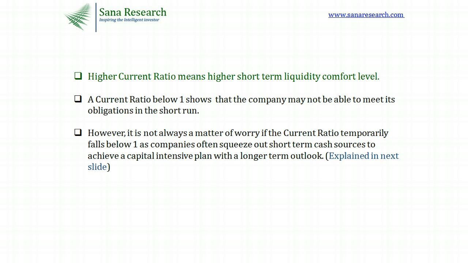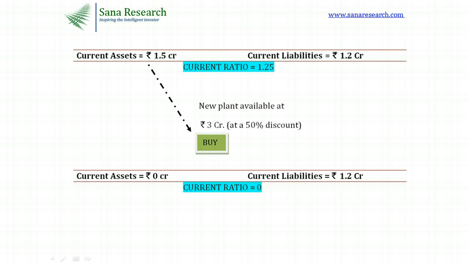A current ratio below 1 shows that the company may not be able to meet its obligations in the short run. This is when the current assets are less than the current liabilities. However, this is not always a matter of worry, especially if the current ratio temporarily falls below 1, as companies often squeeze out short-term cash resources to achieve a capital-intensive plan with a longer-term outlook.